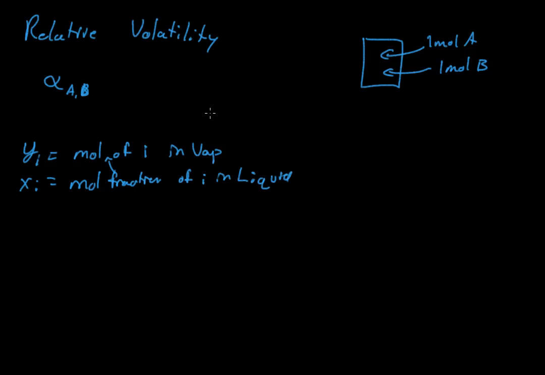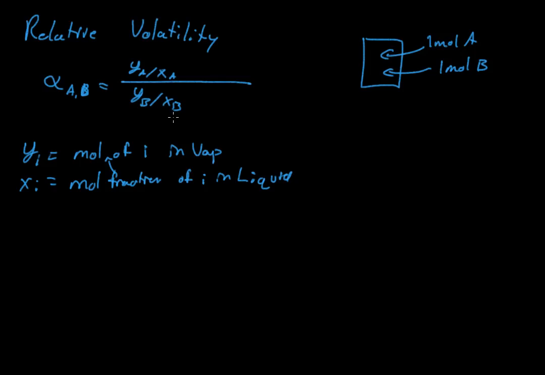So with that, we can say that the relative volatility is equal to ya divided by xa, and that is again divided by yb over xb.